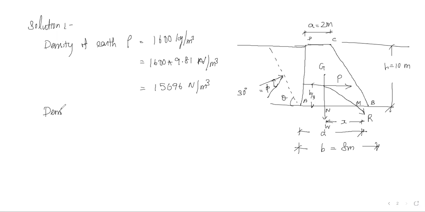Similarly, density of the masonry, rho naught, is equal to 2400 into 9.81, which becomes 23,544 Newton per meter cube. Now the angle of repose they have given as 30 degree. So let us move on to the concerned formula, that is earth pressure or the thrust of earth.